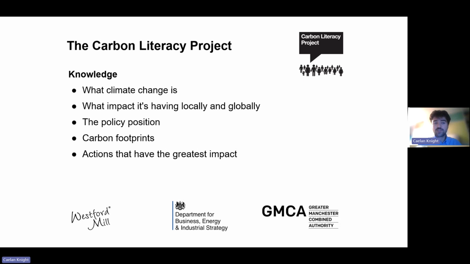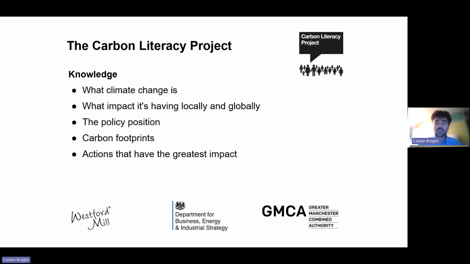So there's certain requirements in terms of knowledge that any carbon literacy course needs to have. We have to cover what climate change actually is at a broad level. We need to understand what impact it's having locally and globally. We need to understand the policy position. I know that's often changing, as we saw today, and the Carbon Literacy Project ensures that this policy is always up to date. But yeah, we need to understand the international, national, and then local policy position.